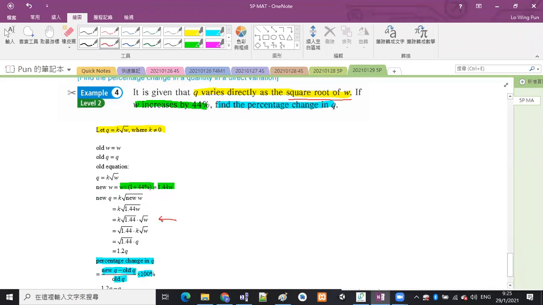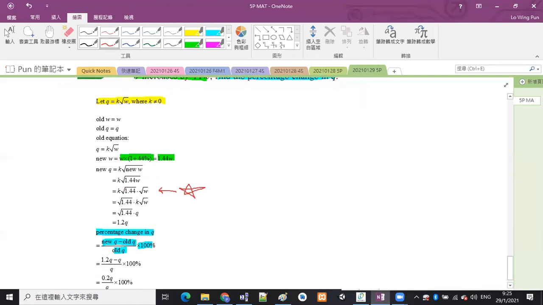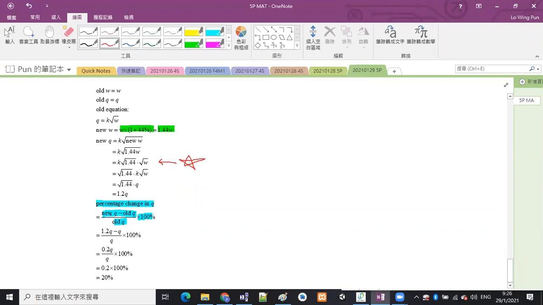This step is to split out the number. Okay, split the number out and put it to the front of the expression. All right, and then just simplify this and express the new Q in terms of the old Q. When you have found the new Q, then you are very ready to answer the question. Okay, because it's new Q minus old Q divided by old Q times 100%.